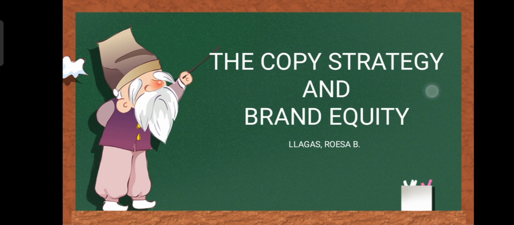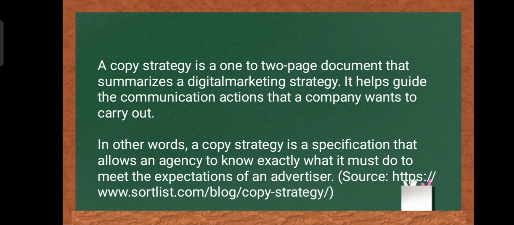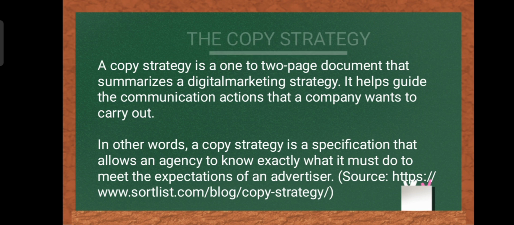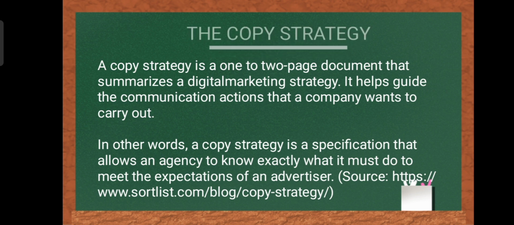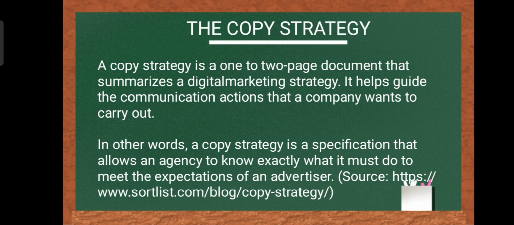On the first slide, what do we mean when we say the copy strategy? A copy strategy is a 1 to 2 page document that summarizes a digital marketing strategy. It helps to guide the communication actions that a company wants to carry out. In other words, a copy strategy is a specification that allows an agency to know exactly what it must do to meet the expectation of an advertiser.